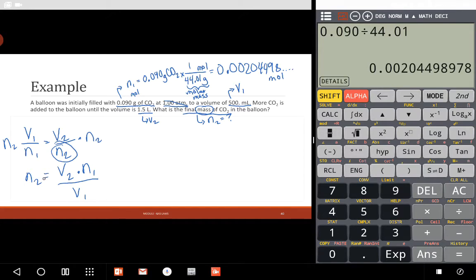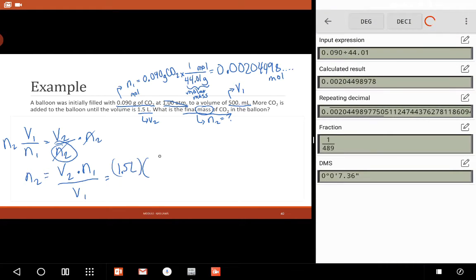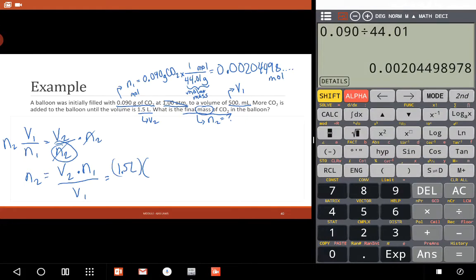So now I rearranged my equation to solve for this variable. And so I multiplied by the inverse of that on both sides. And so now I can plug in my variables, 1.5 liters, and then my initial moles was this tiny little number over here. I don't know what I pushed.